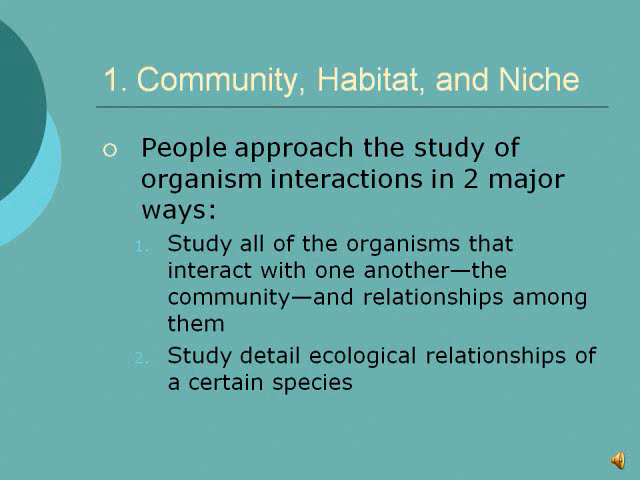Community, habitat and niche. People approach the study of organism interactions in two major ways. The first is they study all of the organisms that interact with one another. This is called the community, and the relationships among them. They also study the detailed ecological relationships of a certain species. So they study first as a community, and then they can study them as individual species.